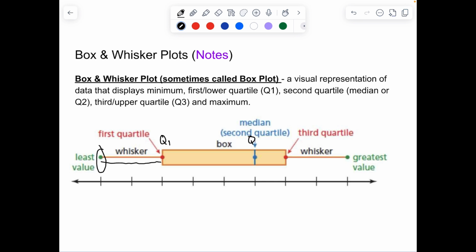We would call this Q2 or the median. The right side of the box is called your Q3. And then we have another whisker from the right side of the box all the way up to your greatest value.